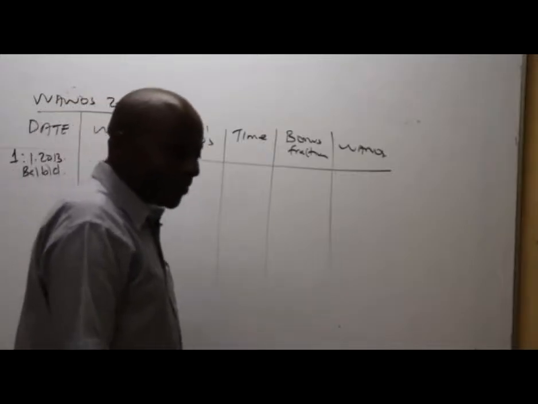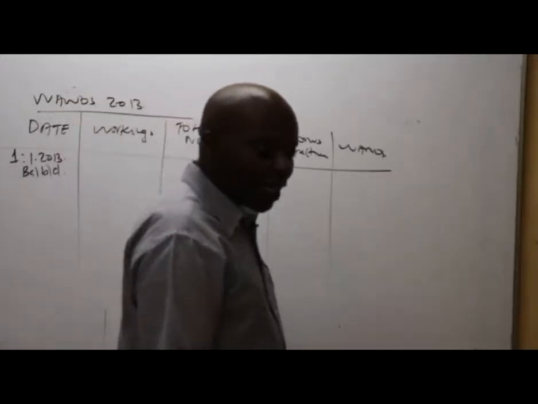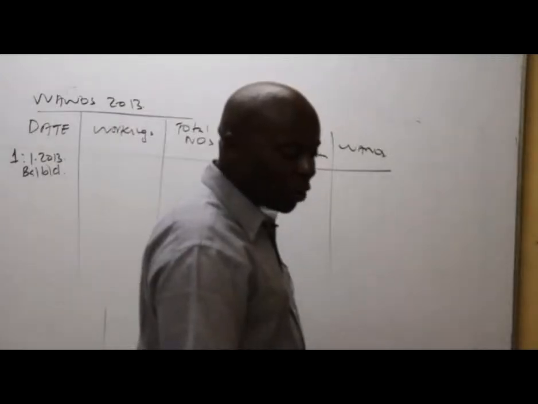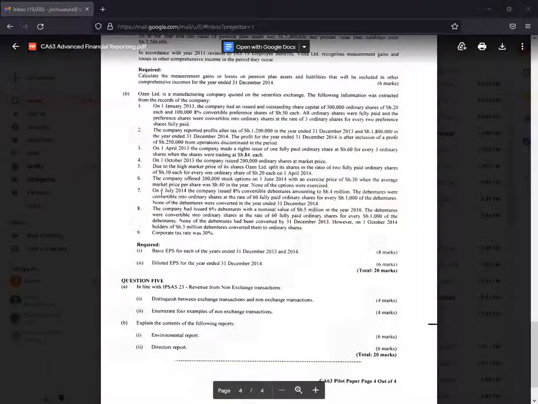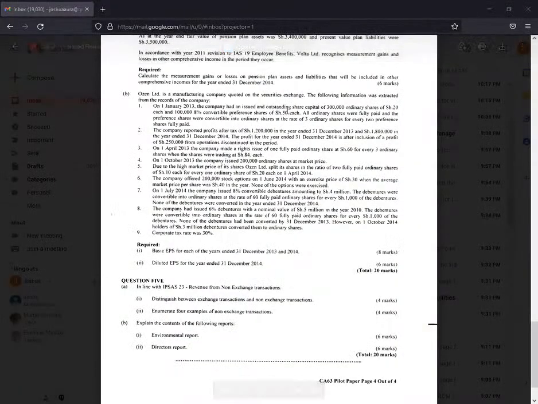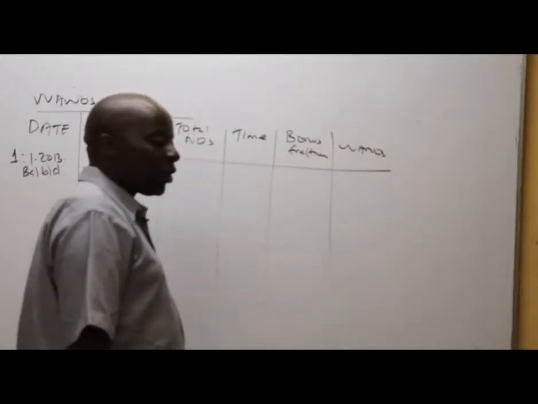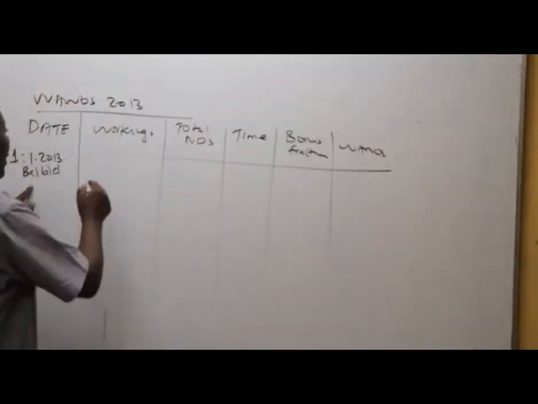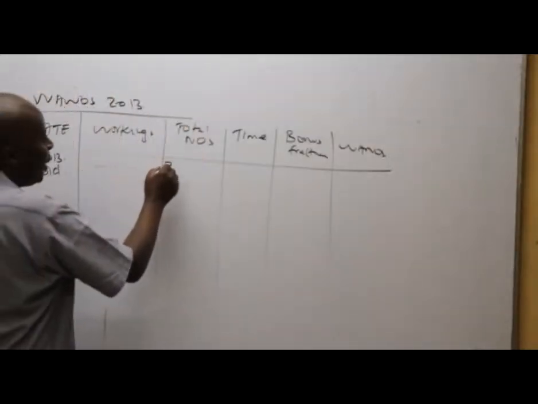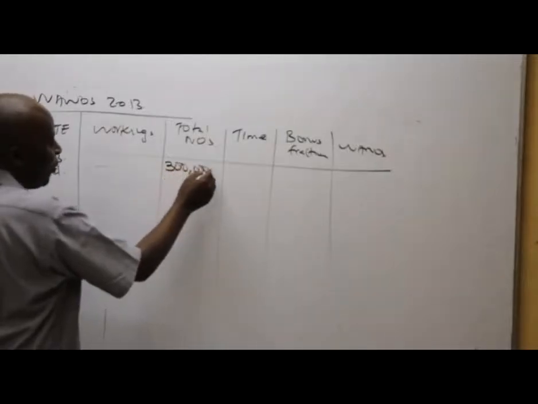300,000? Please don't bring preference shares here. Here we are only bringing the number of ordinary shares. So in this case, on 1st of January, the company had an issued and outstanding share capital of 300,000 ordinary shares. And please remember, we bring the number of ordinary shares. So the balance brought down, the total number that we began with was 300,000.